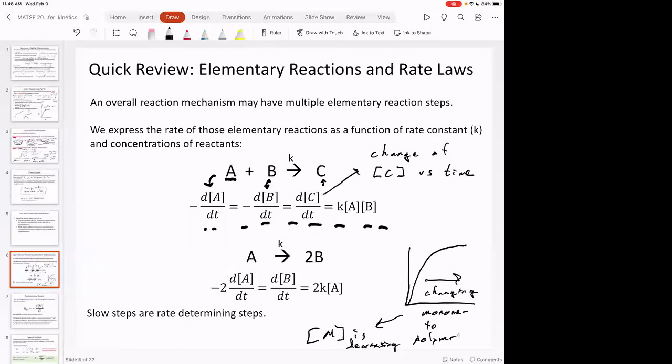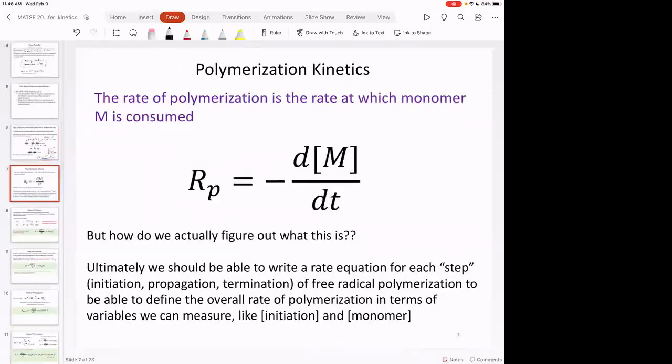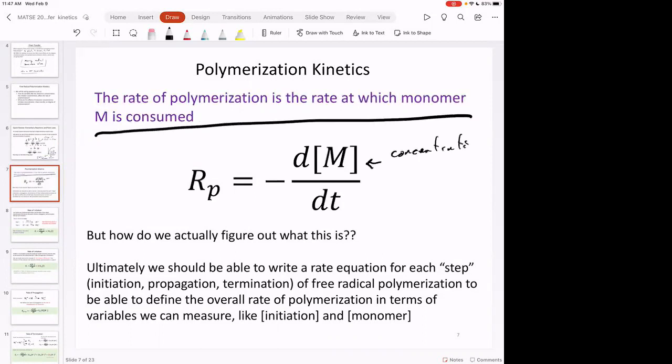So there's other details with writing chemical equations, like what are the rate determining steps and things like that. But this is the basic, and we're going to build this up for the polymer. It's relatively simple. You'll have the equations in front of you. You just need to know how to use them. And so the rate of polymerization is the rate at which monomer is consumed. Remember, square brackets M is concentration of monomer.